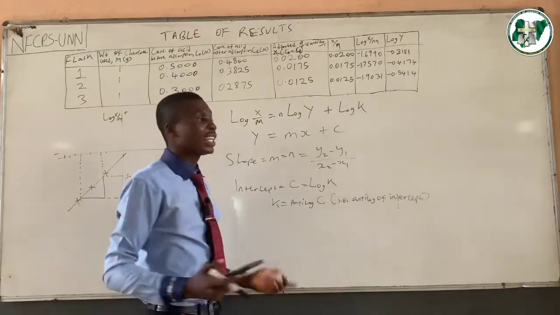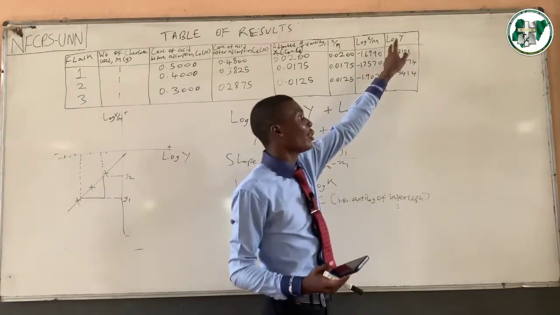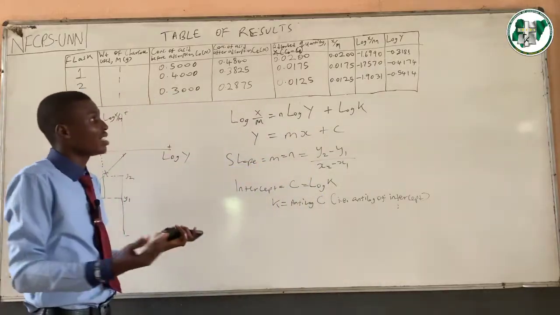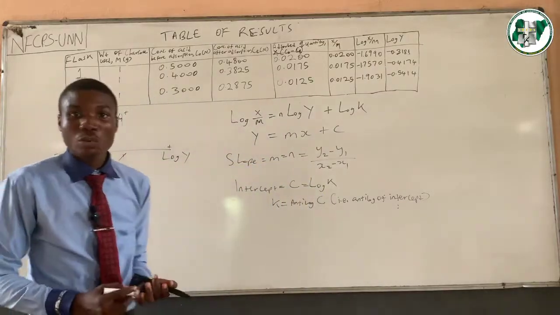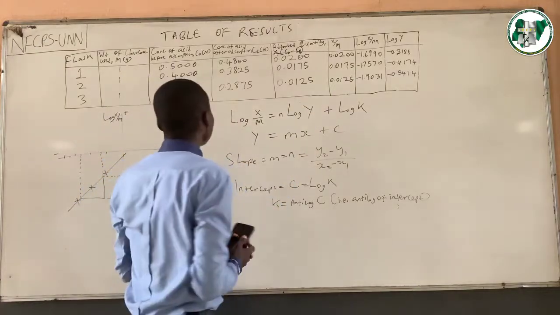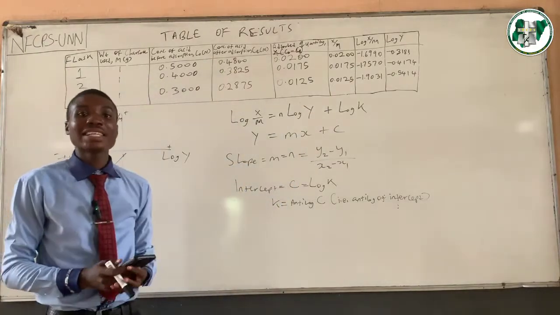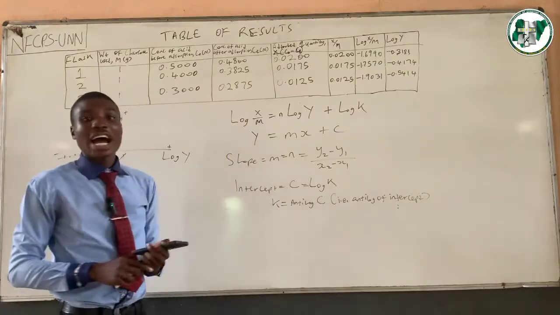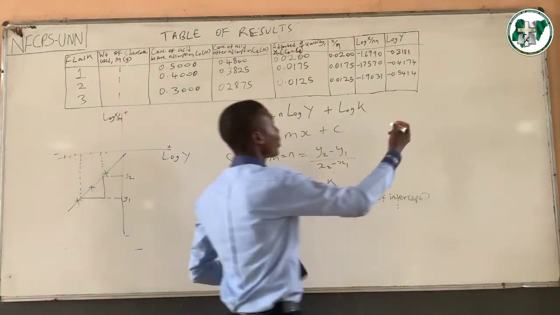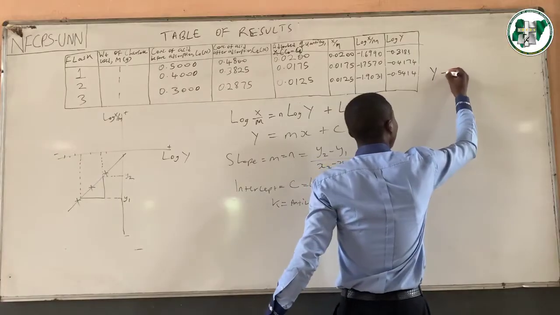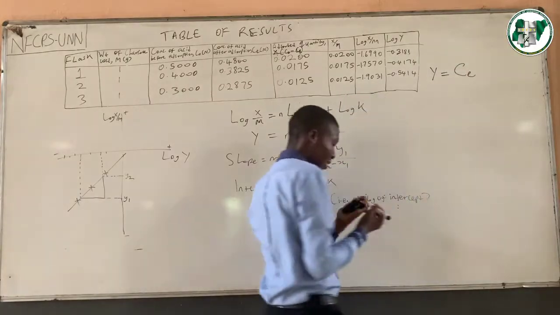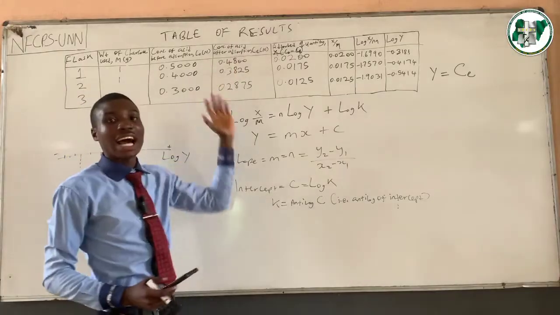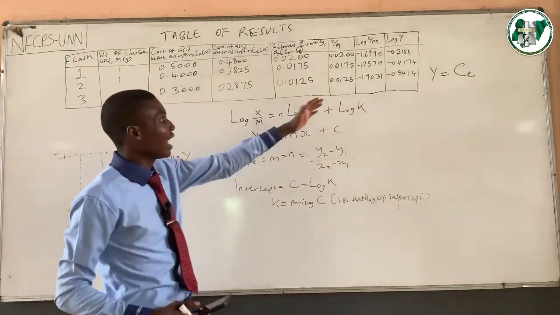Now, where students usually get confused is, what is now your log Y? What is the Y? That is the question many people ask. What is the Y? And I'm here to answer that question for you. Your Y is simply the concentration of the acid after adsorption. So you can take note of that. Your Y is equal to CE. What is CE? CE is the concentration of the acid after adsorption. So that is that about that.